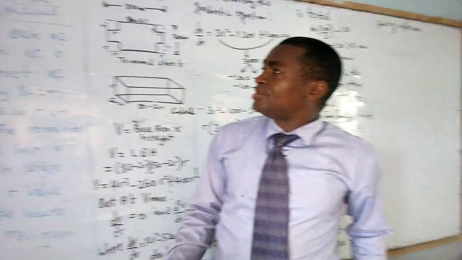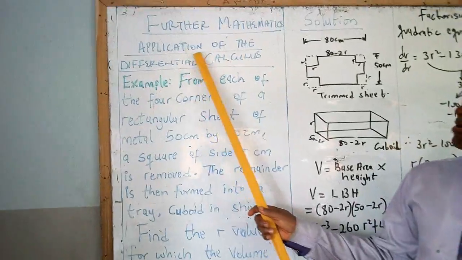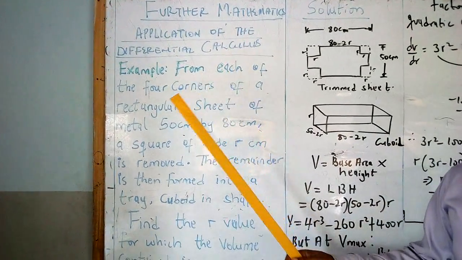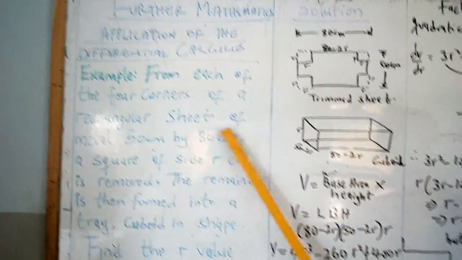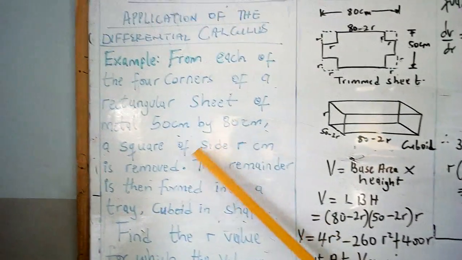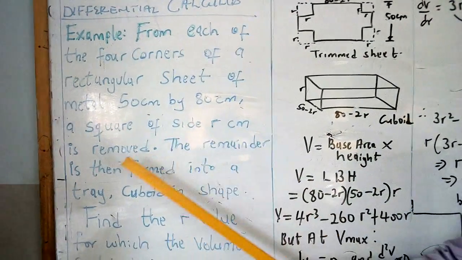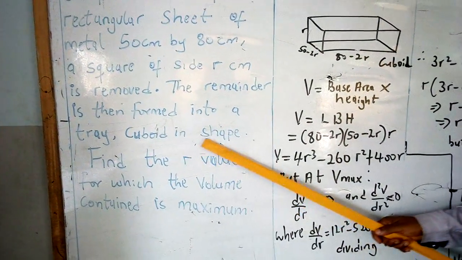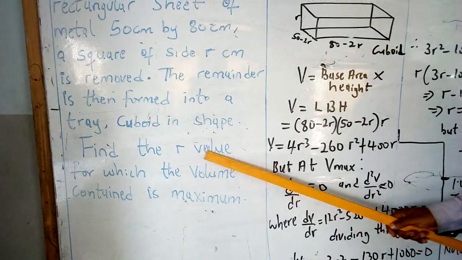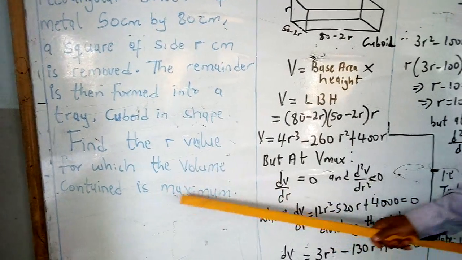Thank you. Today we are taking the application of differential calculus. From each of the four corners of a rectangular sheet of metal 50 cm by 80 cm, a square of side r cm is removed. The remainder is then formed into a cuboid in shape. Find the value of r for which the volume contained is maximum.